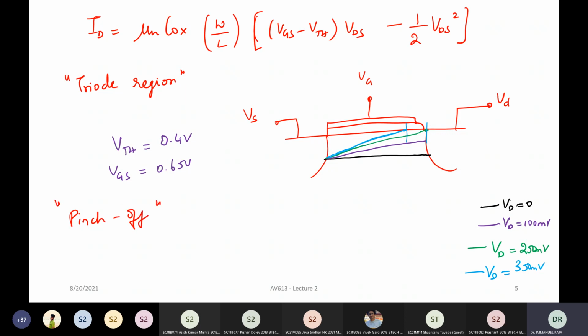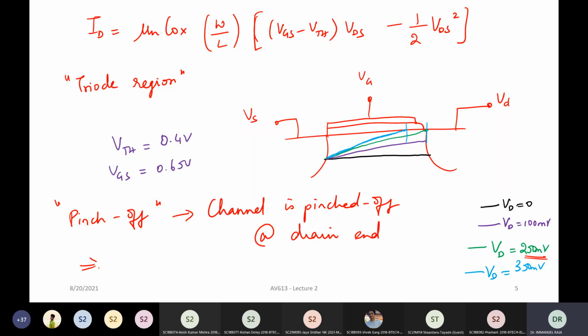Now, what is pinch off? It basically means that the channel gets pinched off at the drain end. Notice that at the source end, it is still the original value. Now, at which point does this pinch off happen? As we saw here, VD equal to 250 millivolt. What is this 250 millivolt? It is nothing but VGS minus VTH. So pinch off happens when VDS becomes equal to VGS minus VTH.